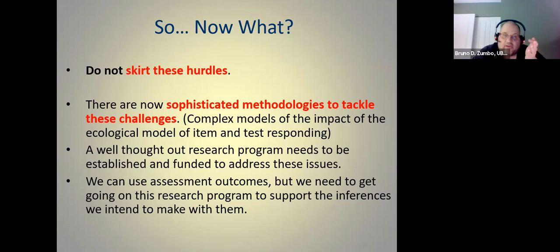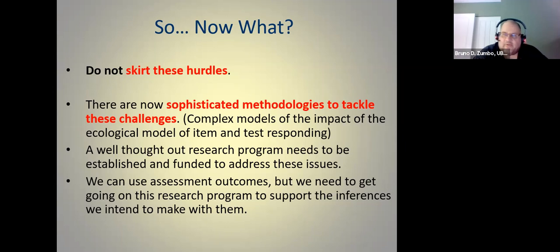A well thought out research program needs to be established and funded to address these issues. We can use assessment outcomes, but we need to get going on this research program to support the inferences we tend to make with them.